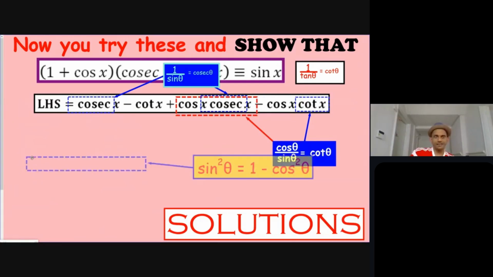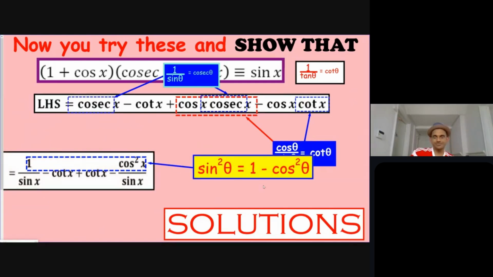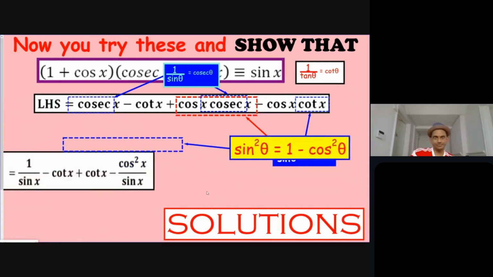So what we in fact have when we simplify is this. We have 1 over sine minus cot plus cot minus cos squared over sine. Yeah, because the bit in the red dotty bracket is cos times 1 over sine, and cos over sine is cot. So we have a negative cot and a plus cot, which disappears.